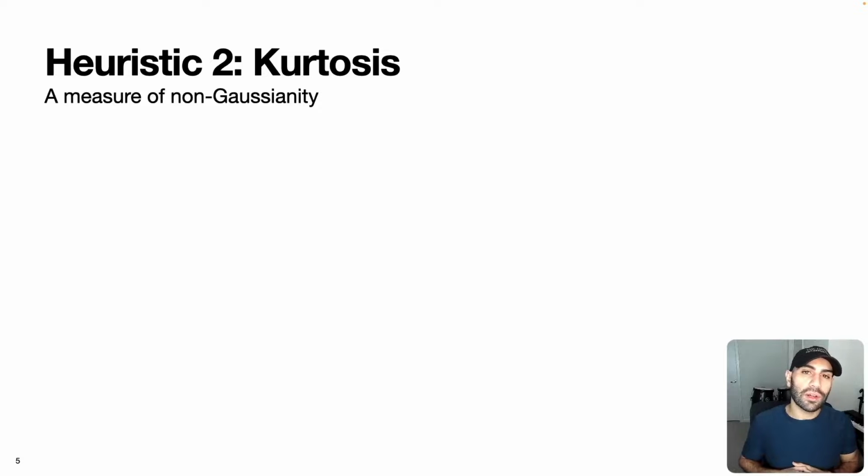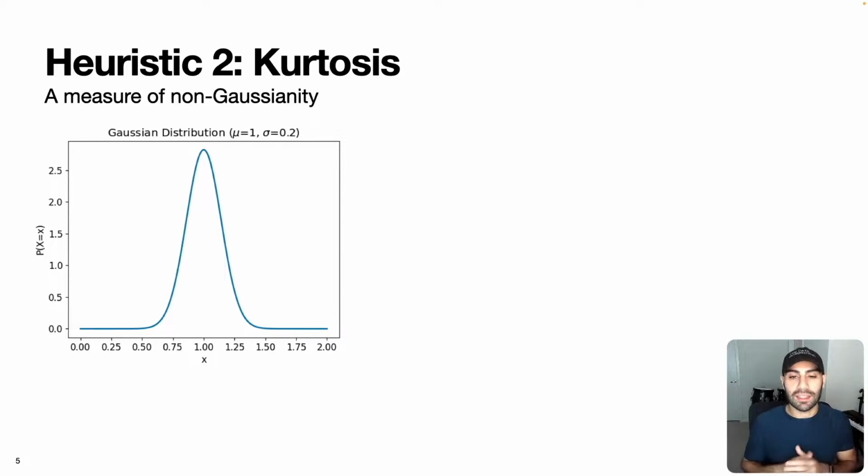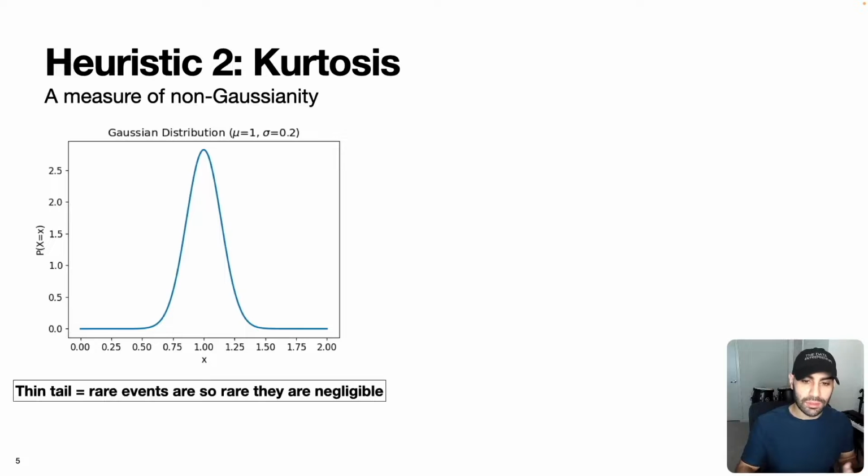Another way we can quantify fat-tailedness is via kurtosis, which is a measure of non-Gaussianity. So just taking a step back, the exemplar thin-tailed distribution is the beloved Gaussian, which looks like this. So a Gaussian is thin-tailed because the rare events are so rare they are essentially negligible. For instance, an event that is 5 sigma away from the mean has a 1 in 3.5 million chance of happening, which is in stark contrast to what we see in a Pareto distribution.